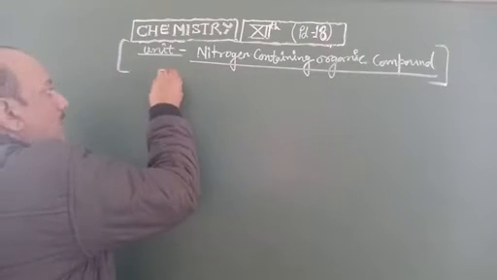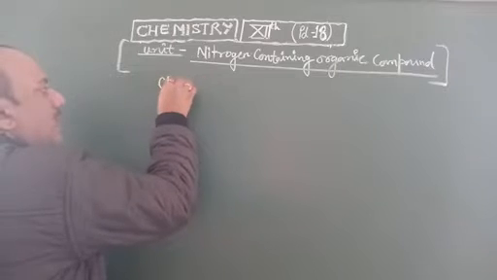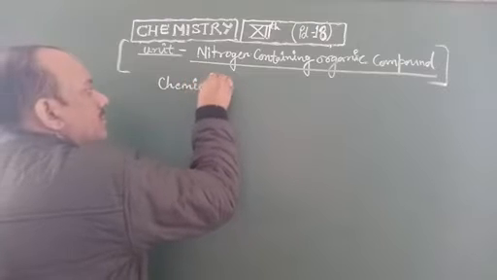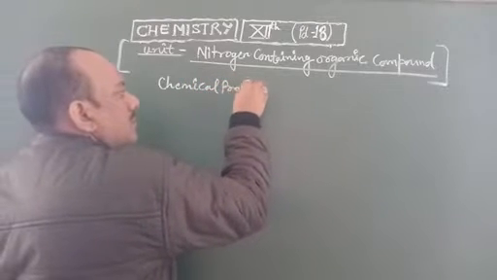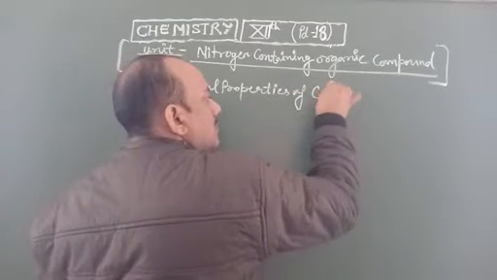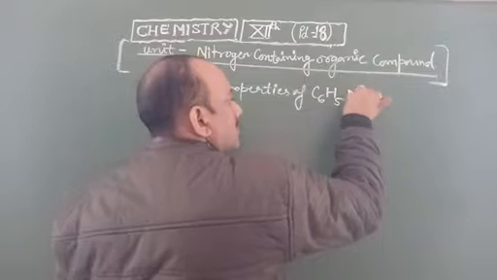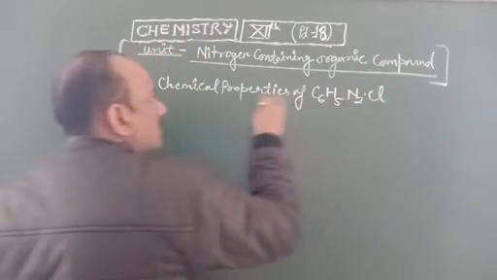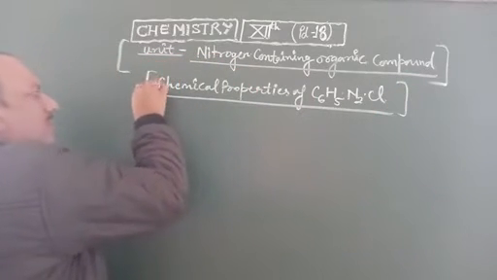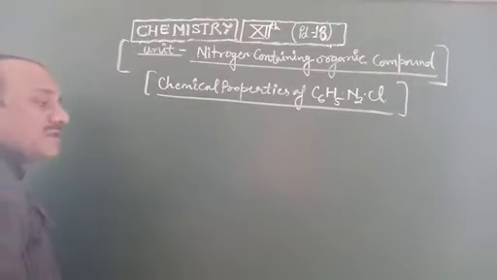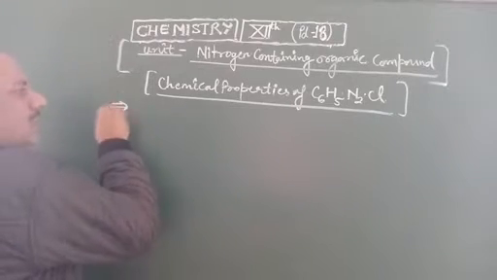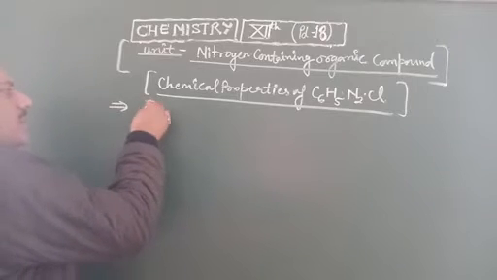Students, today we are going to discuss the chemical properties of benzene diazonium chloride, in the unit on nitrogen containing organic compounds. In the previous class we also started their chemical properties. Here we studied some other chemical reactions.